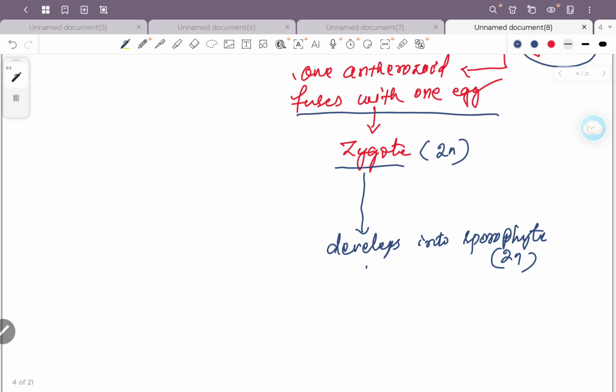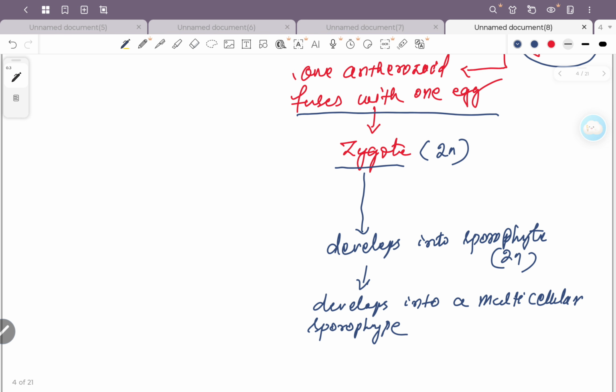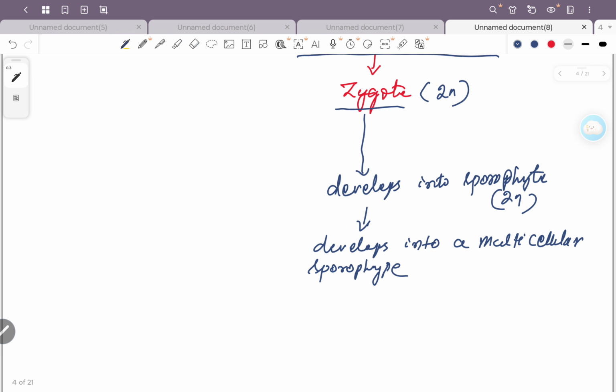Remember, this is sporophyte, and it develops into a multicellular sporophyte. So now the zygote develops into a multicellular sporophyte, and one more important thing you have to remember, that is the zygote. So here the zygote generally, what happens?